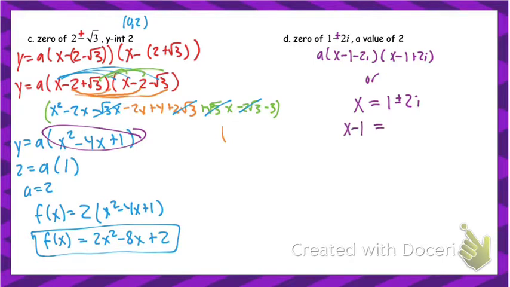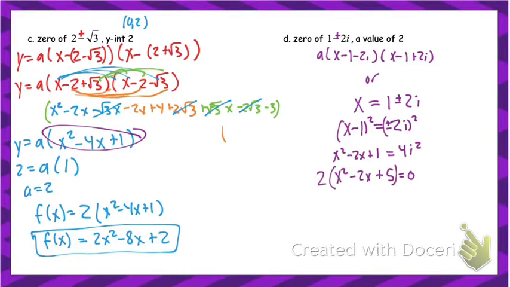So x minus 1 is plus or minus 2i. Square both sides. So that gives me x squared minus 2x plus 1. That gives me 4i squared. 4i squared, we know, is just going to be negative 4. So then when I add it to the other side, that's going to be x squared minus 2x plus 5. And then this one's a little bit nicer. It just tells us what the a value is. It just says it's 2. So then I can go ahead and distribute. So I get 2x squared minus 4x plus 10 is my equation.